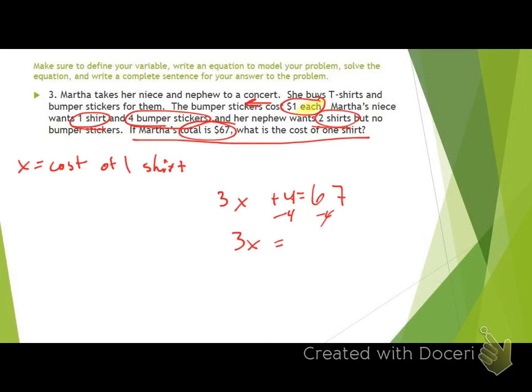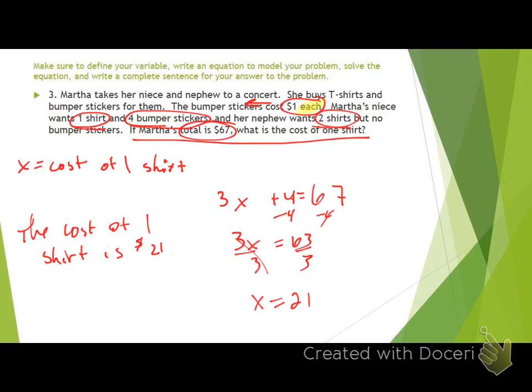Subtract 4 to start solving. Divide by 3. X is 21. Again, X stands for the cost of 1 shirt. So $21 for a shirt makes enough sense. So you can say the cost of 1 shirt is $21. Okay? All right.